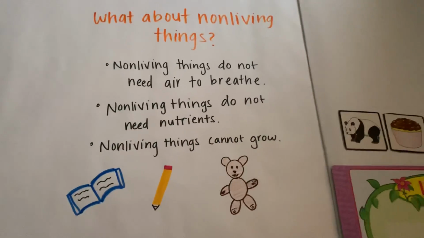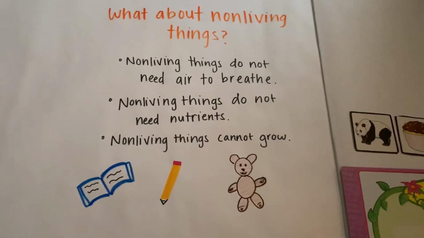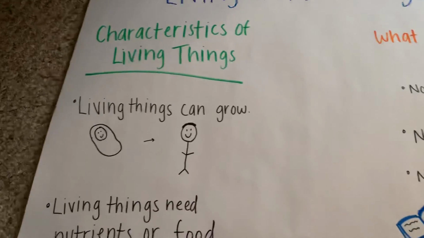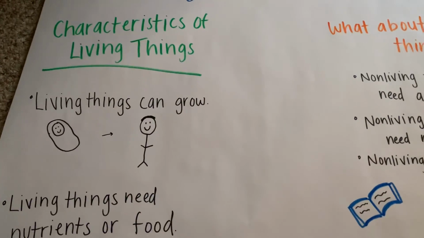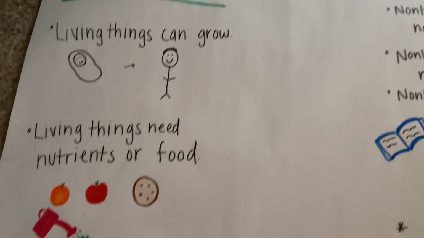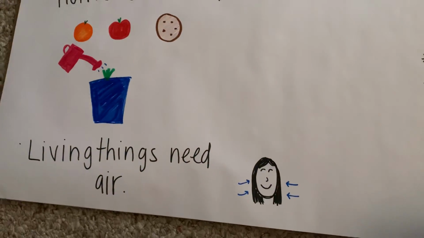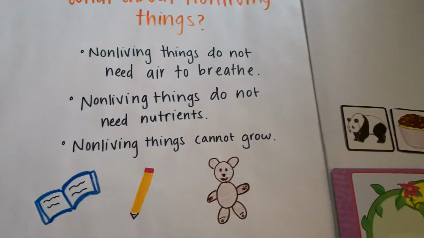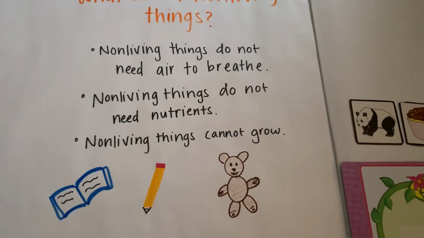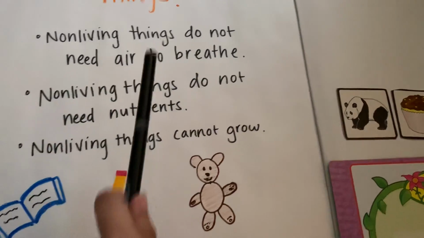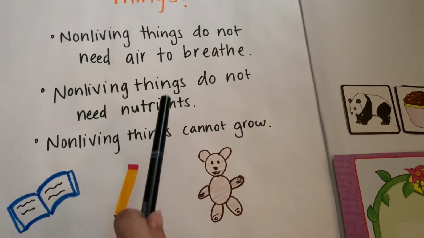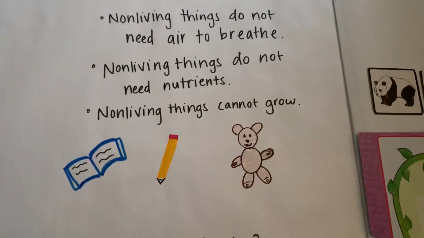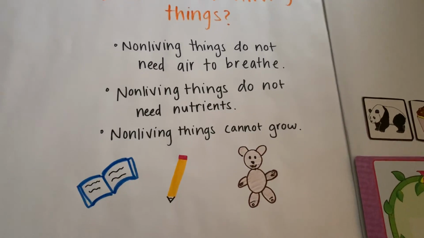So whenever you think of a bear, that's like the real animal, right? So real bears do have the characteristics of living things because they do grow, they do need food, and they do need to breathe in air. But this is a teddy bear, so it's different. A teddy bear is just a toy and it's just in your room. So a teddy bear does not need to breathe. It doesn't need to be fed. It doesn't need nutrients, right? And it doesn't grow.